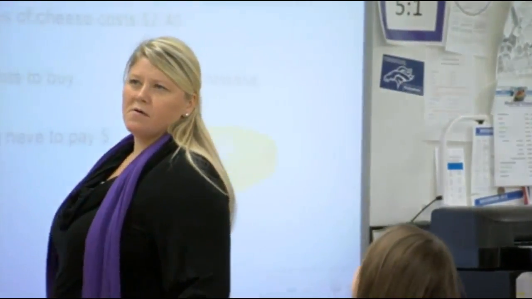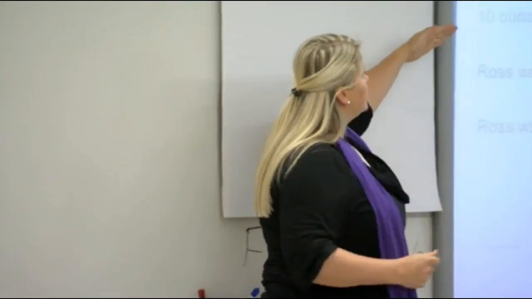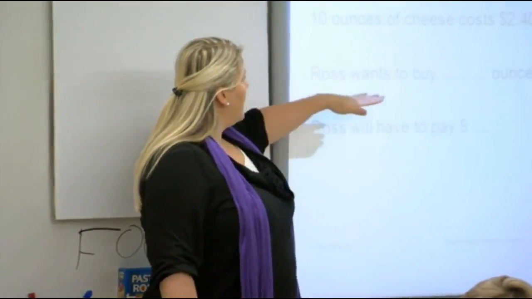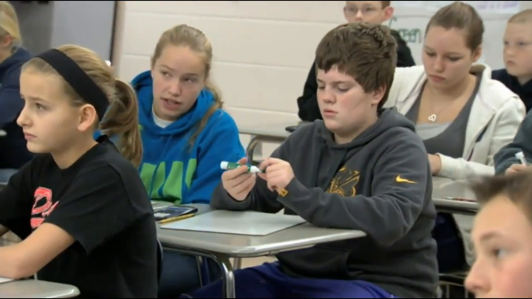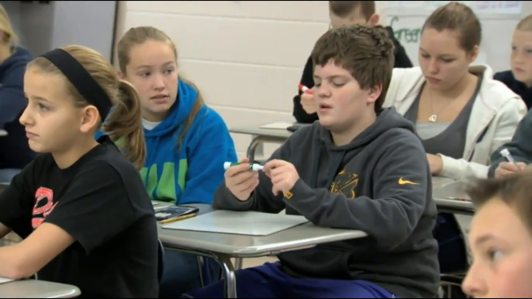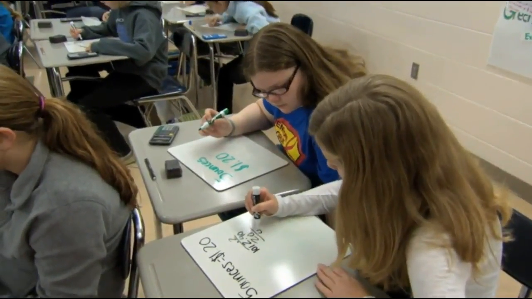The first thing we did was look at a problem together of a proportional relationship. 10 ounces of cheese costs $2.40. Ross wants to buy blank ounces of cheese. Ross will have to pay blank dollars. So 10 ounces of cheese costs $2.40. I want you to come up with some numbers that'll work there on your whiteboard. Just one set. And I asked them, is this a proportional relationship and why? To kind of get them in the frame of mind as, if I'm looking at two quantities, how do I tell if they're proportional? What can I use?